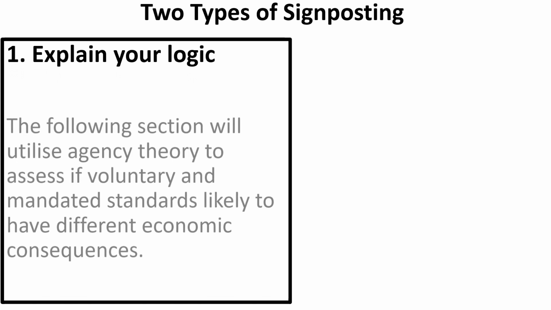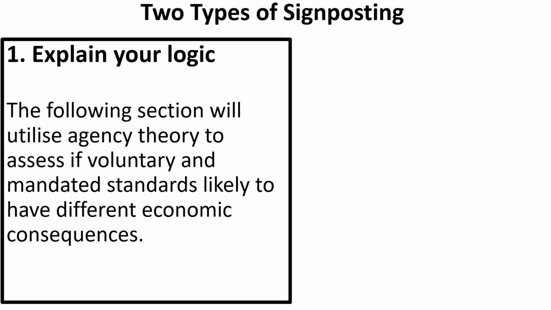The first of which is that you explain the logic. So in this situation, the student would use agency theory to assess if voluntary and mandated standards are likely to have different economic consequences. Rather than jump straight into it, the student has this sentence beforehand, so the person reading their work knows what it is. So if you're going to introduce a case study, please explain what you're doing. Don't just introduce the case study. Make sure that the link is there and the reasoning for introducing that case study is there.